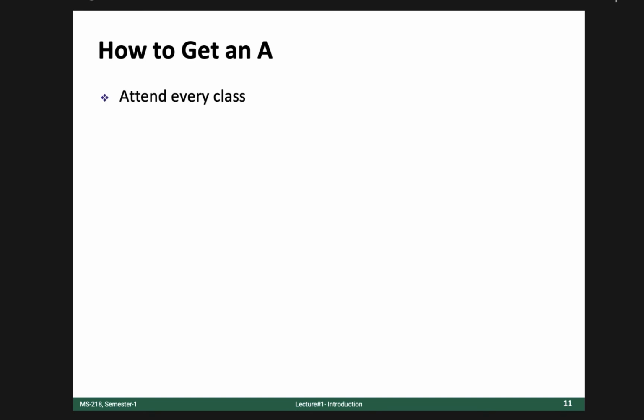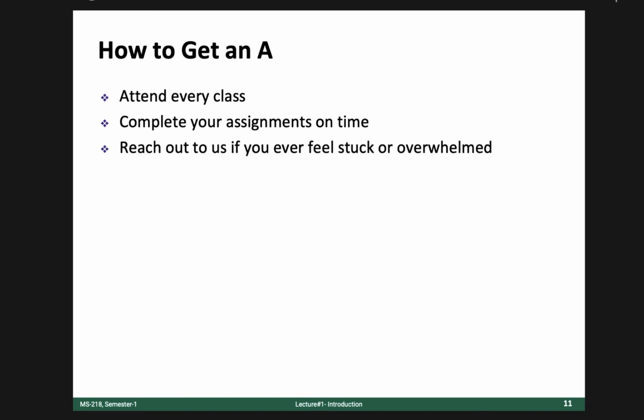So how to get an A: attend every class, complete your assignments on time, and especially reach out to us if you ever feel stuck or overwhelmed, okay? So don't wait for 2-3 weeks or till the final exam. If you are not getting concepts in the class, you can email me, okay? We can arrange a separate one-to-one Zoom meeting or something in which we can discuss concepts, or if you are stuck in your project or something, right?